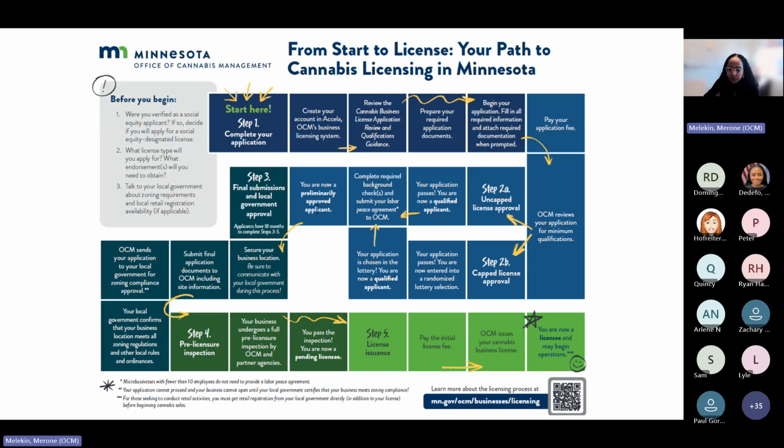As you can see, we are focused on the dark and lighter blue boxes over at step 1. However, the tool also walks through some of the details for final submissions and local government approval, pre-licensure inspection, among a host of other items along the way. Again, this is a handy tool to help illustrate the many steps it takes to officially get to license issuance. Where we're focused right now is really in that light blue and dark blue section, beginning at step 1 or start here, complete your application.